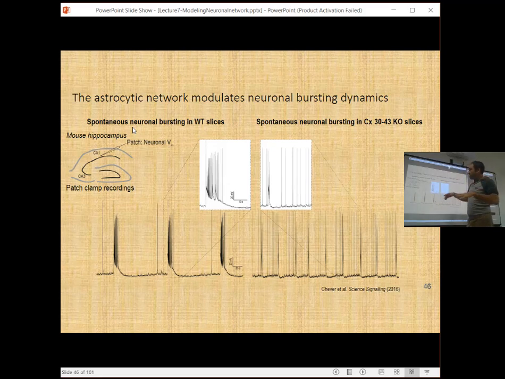It was found that you can create conditions to generate epilepsy. Epilepsy is associated with this burst, burst, burst, burst. This is in your neuron. You record in the neuron. Up to here, this is what a normal preparation should give. This activity. Now you mess up with the glial cells, and you still record the voltage, and you see this.